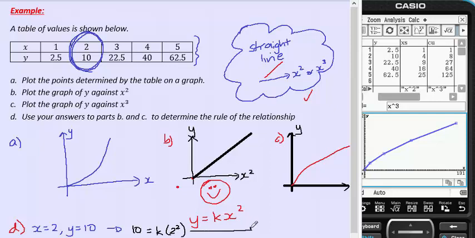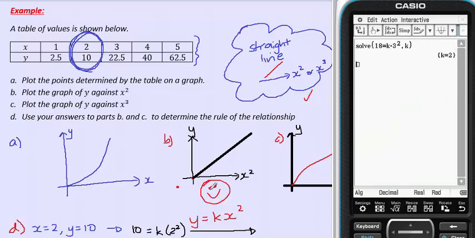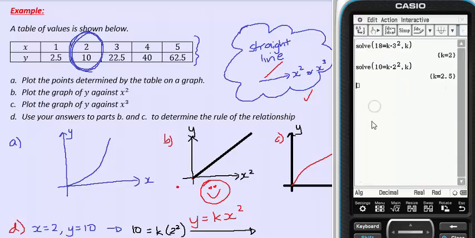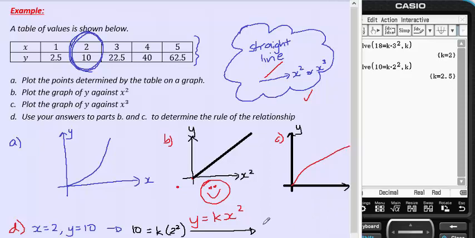And now I'm going to solve for k. If I go to the main part here and I say 10 equals k times 2 squared, and I solve for k, I find out that k equals 2.5. Now if k equals 2.5 and my rule is y equals kx squared, then my final answer will be y equals 2.5x squared. And that's my rule.